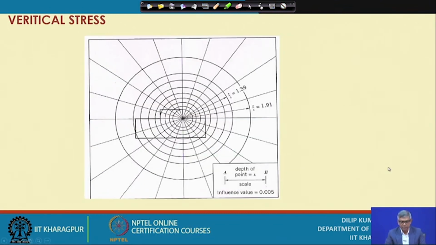Suppose this is the influence chart, and when the foundation is drawn to a particular scale, then the foundation came here. You can see, and we are interested at this point. So, you put this at the center, and then we have done this, like this, like this and like this. Sorry, this is not the one, this is the one. This line should not be there. I will just remove this. So, now this is covered.